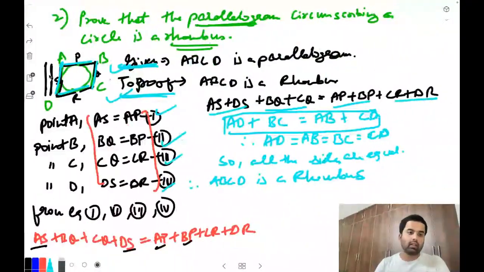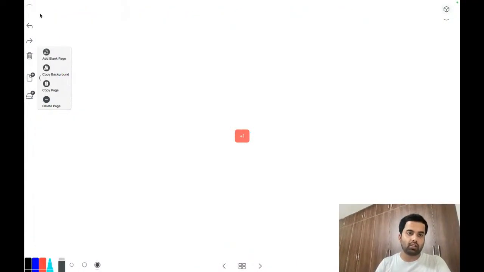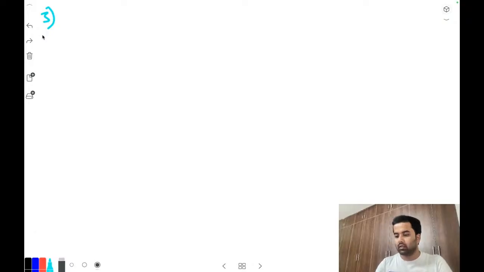Okay, fine. Let's switch to the last one, question number 3. Last question here. In this question, the diagram is provided in the given figure.